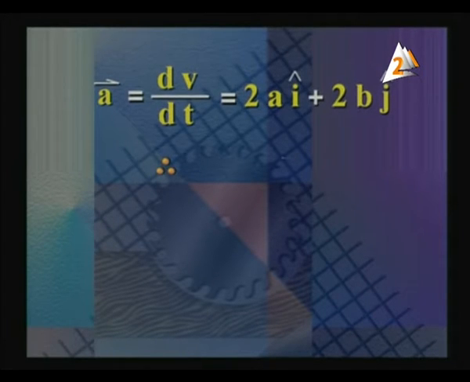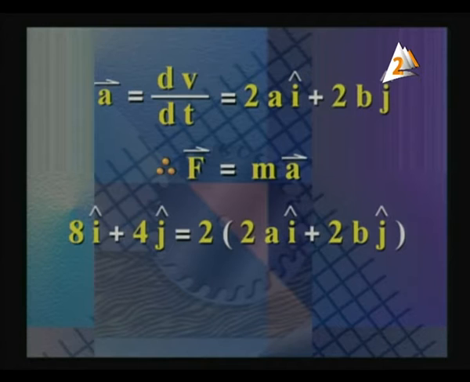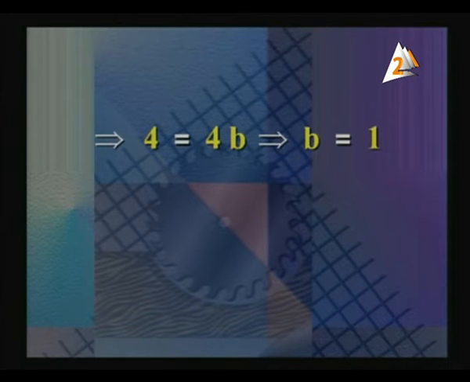Now, since the force F equal m times a, by substituting we get that 8i plus 4j equal 2 times (2a i plus 2b j), which tends to 8 equal 4a, and the value of a equal 2. Also, 4 equal 4b, which tends to b equal 1.